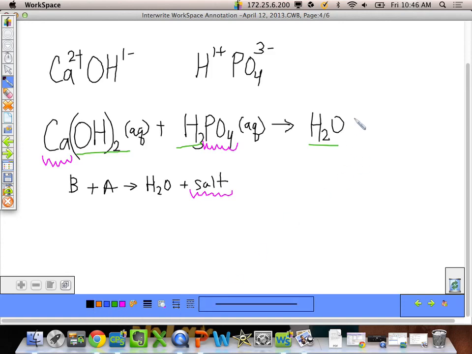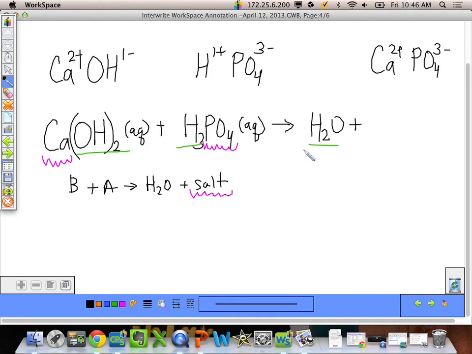So I'm going to say calcium, we did it up here, is a 2+ charge. Since it's a 2+ charge there, it's still a 2+ charge over here. Phosphate, same deal. PO4, 3 negative. And then I crisscross.